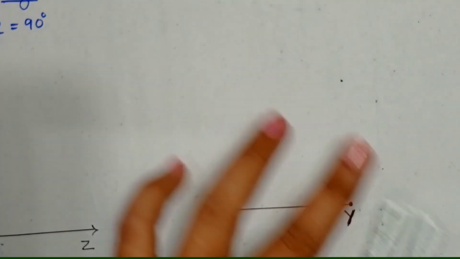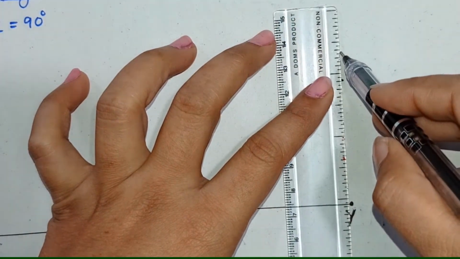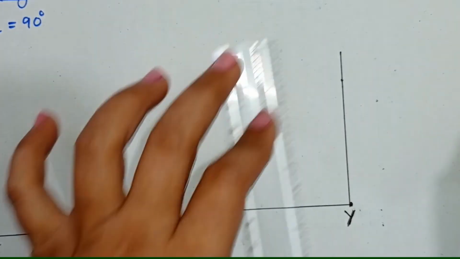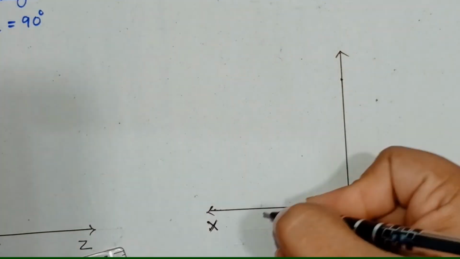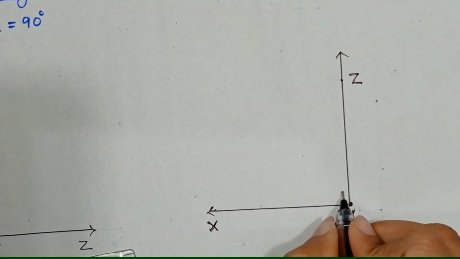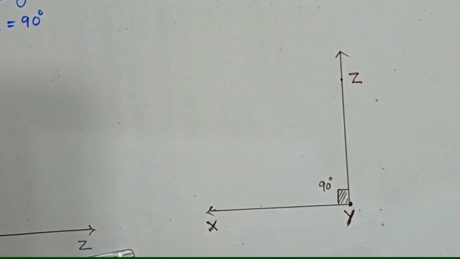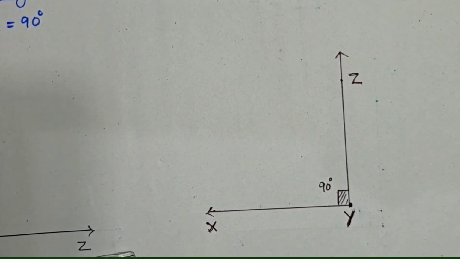After getting that point, as usual we'll now join the vertex point and this point and name the other point of this angle, that is Z. Now here we get the 90-degree angle, that is right angle. That is, here the angle name is XYZ.